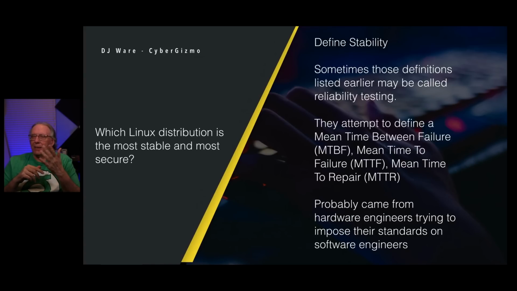The other one is interesting. This attempts to define stability in terms of hardware: mean time between failures, mean time to failure, mean time to repair. You can't really use that to gauge software. There are still managers who insist on doing this, but it's dumb, because software doesn't fail the same way hardware does.